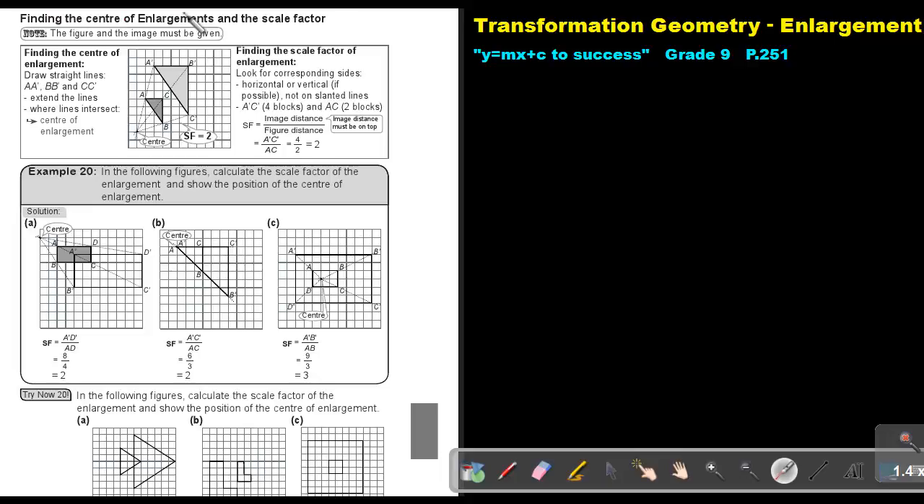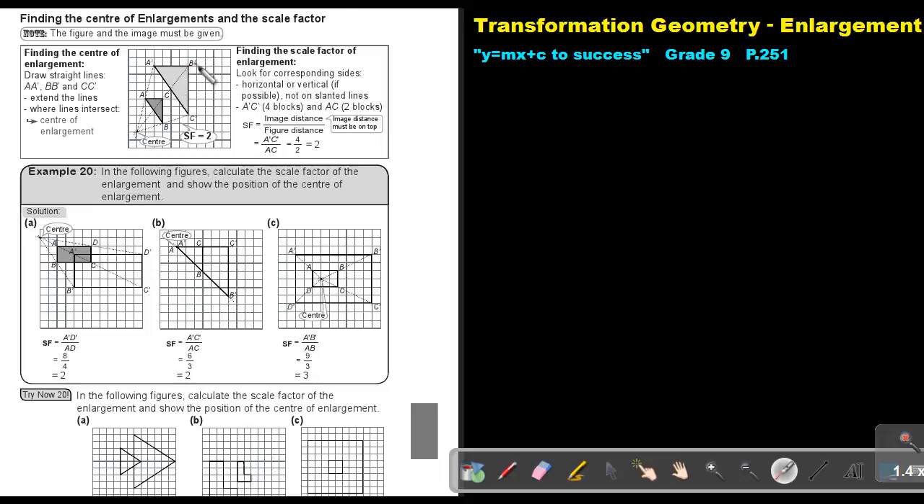Finding the center of enlargements and scale factor. The figure and the image must be given. So they must give you the figure, they must give you the image. Finding the center of the enlargement: draw straight lines connecting A and A dash, and extend the line.